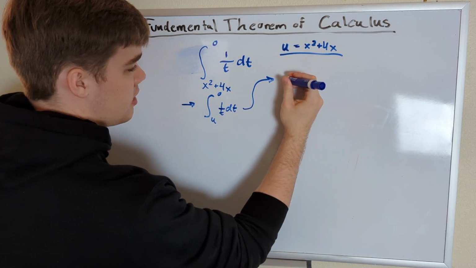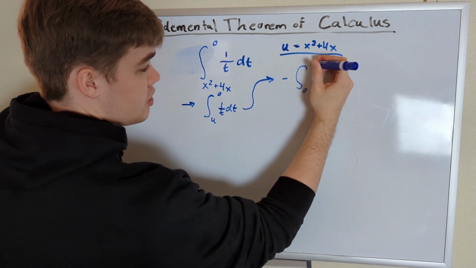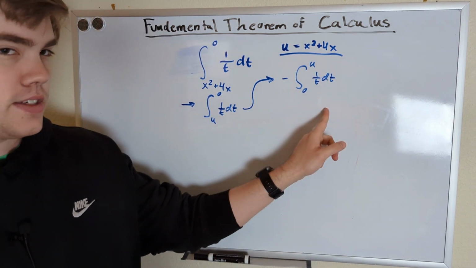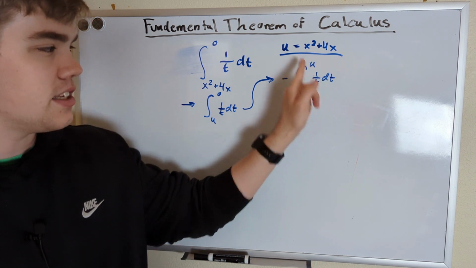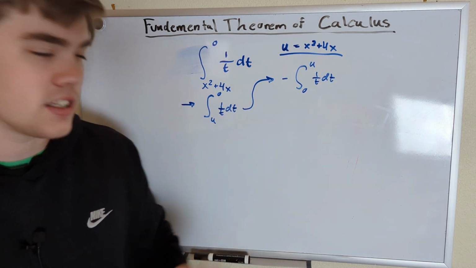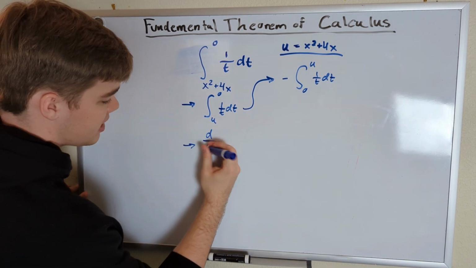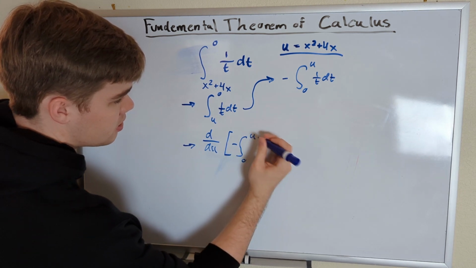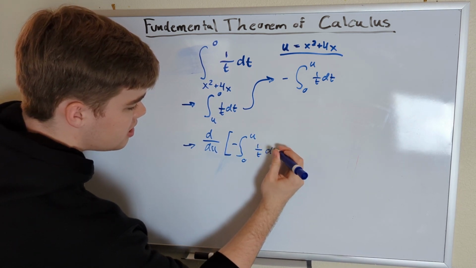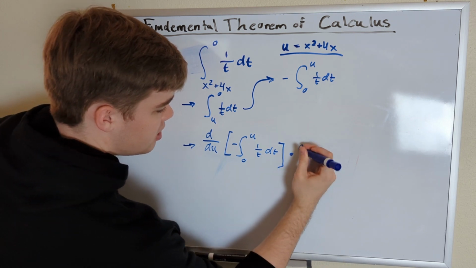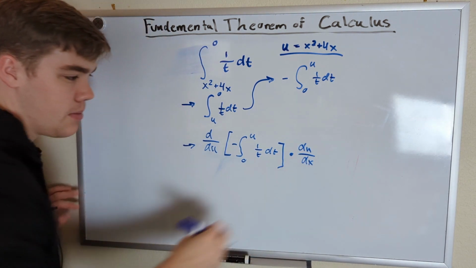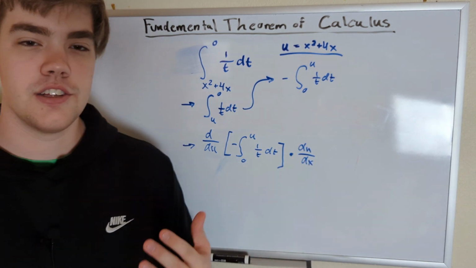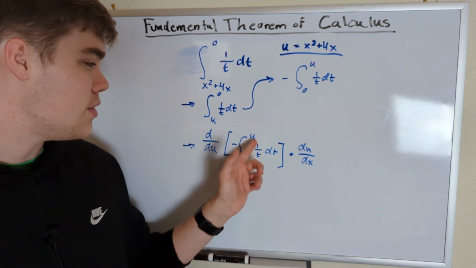I'm going to go up here. So this will be the negative integral from 0 to u of 1 over t dt. Now what we got to do is take the derivative of this. And since our u variable is the one within this integral, we need to take this derivative with respect to u. This now turns into the derivative with respect to u of the negative integral from 0 to u of 1 over t dt, times du dx. Now we haven't multiplied by this du dx before, and the reason we're doing that is we're taking the derivative of u with respect to x. This will allow us to switch our integral from u back to x.